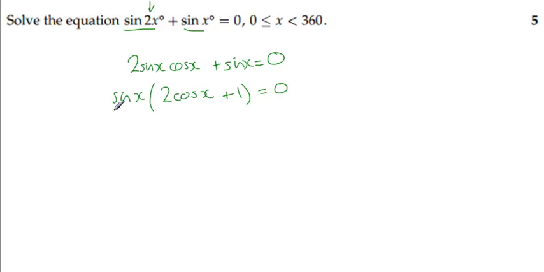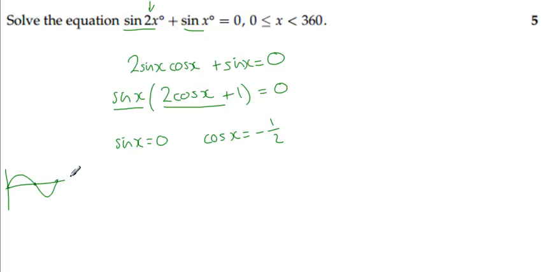So two options here, either this factor, sine x is equal to 0, or this factor, 2 cos x plus 1 is equal to 0, which leads us to cos x equals negative a half. Okay, for sine x equals 0, we can get those solutions from a graph. We know the three solutions there are 0, 180 and 360, but our range means it has to be strictly less than 360. So x here is only going to be 0 and 180. If that was less than or equal to, your 360 would have to be included.